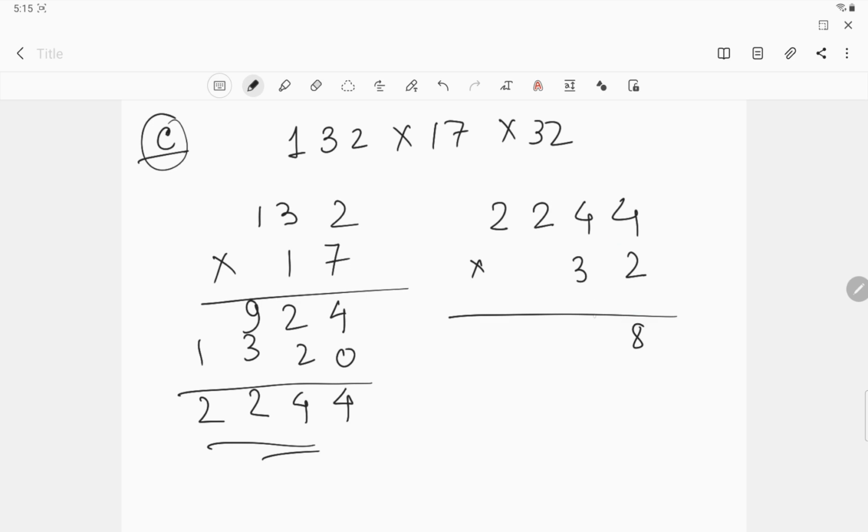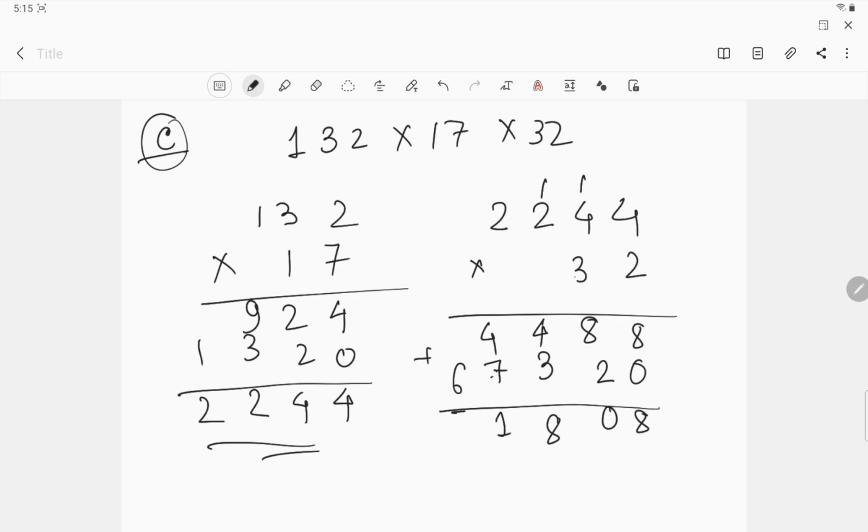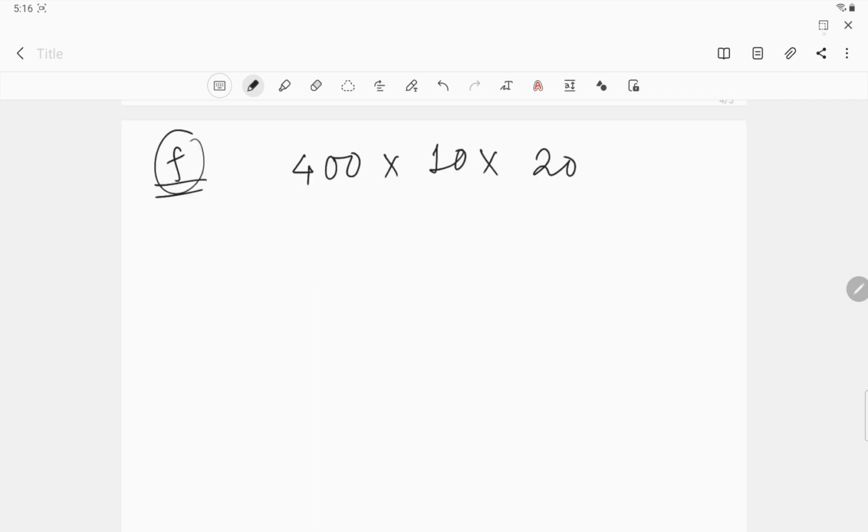Four twos are 8, four twos are 8, two twos are 4, two twos are 4, 0. Three fours are 12, carry 1. Three fours are 12 plus 1 is 13, carry 1. Three twos are 6, 6 plus 1 is 7, and three twos are 6. Now add them. 8, 8 plus 2 is 10, carry 1. 3 plus 1 is 4, 4 plus 4 is 8, and 7 plus 4 is 11, carry 1. So 1 plus 6 is 7. So 71,808 is our required answer.